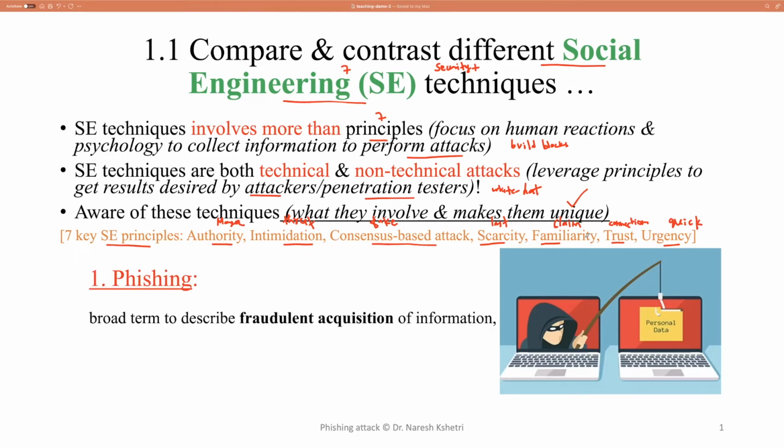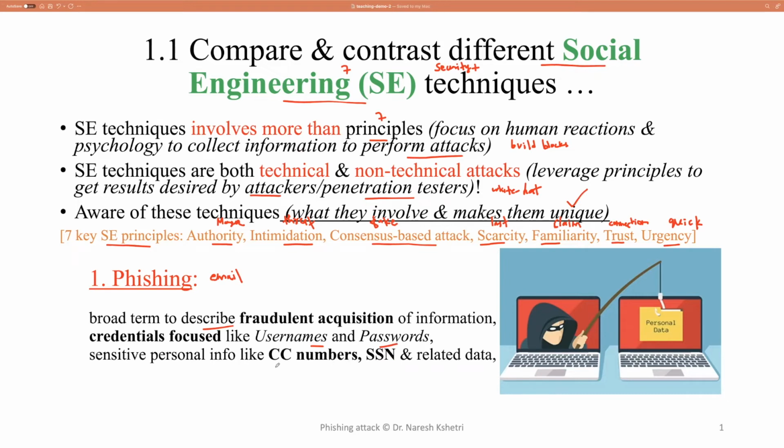So the first one, very popular, is phishing, which we always compare with email, but phishing is done other than through email too. It is a broad term to describe fraudulent activities to obtain information. They try to focus on the username and password to log in, or maybe something like the credit card number and social security number. It is often done via email, but a wide range of techniques exist.